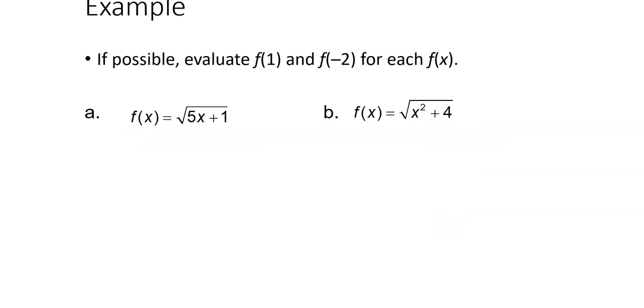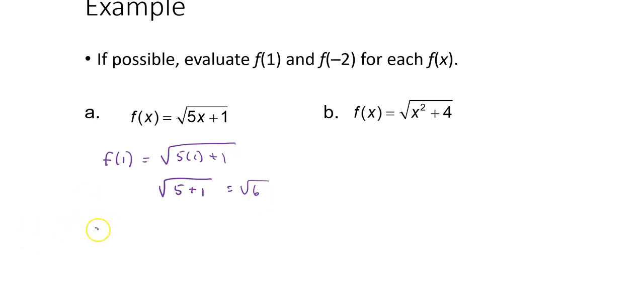All right, this wants me to evaluate. Okay, so I'm just taking functions and I'm putting in 1s and I'm putting in -2s. So what is f of 1? F of 1 is the square root of 5 times 1 plus 1. Well, 5 times 1 is 5 plus 1. So f of 1 is the square root of 6. I can't simplify it, so I just leave it like that.